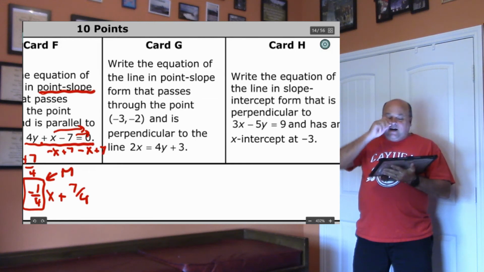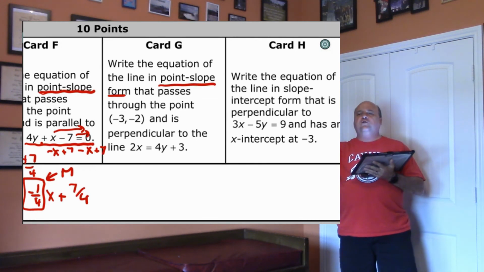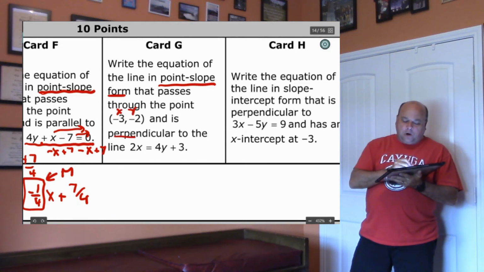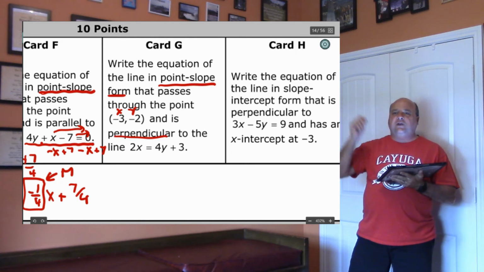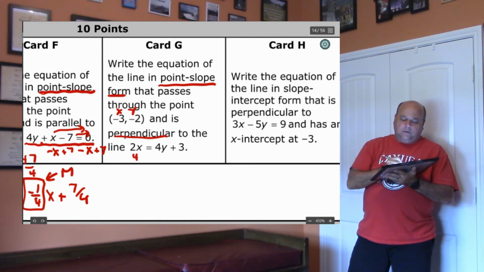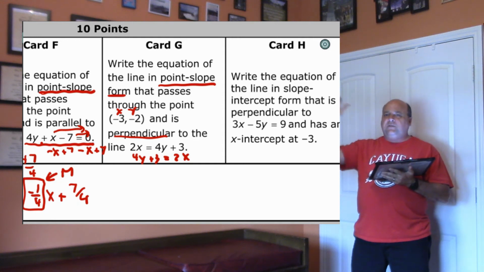Okay, the equation of the line in point slope form. Point slope form works because all you got to do is plug it in, right? It goes through this point, and it's perpendicular to this line. So we need to solve this for y, don't we? So I'm going to flip the whole equation around. So 4y plus 3 equals 2x. I'm getting my y on the left, right?